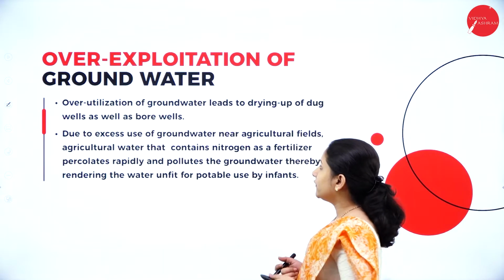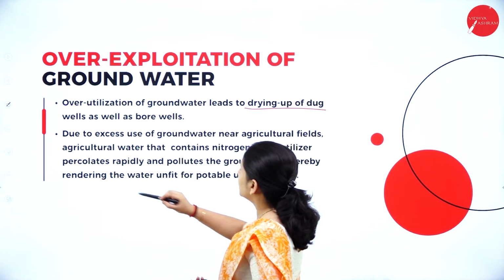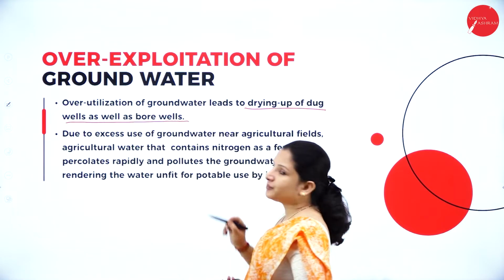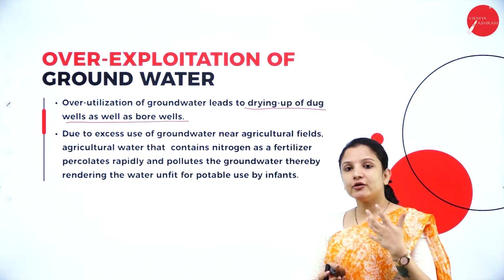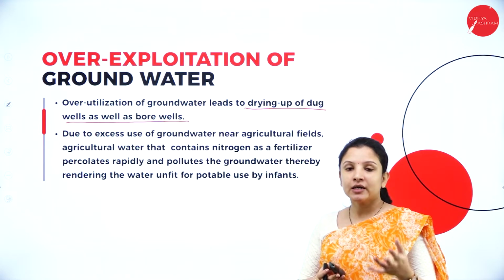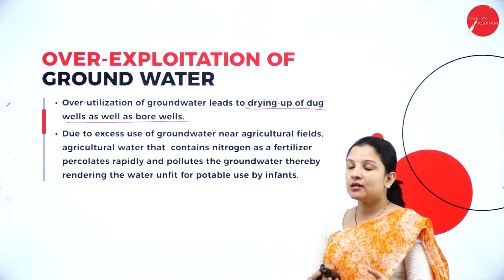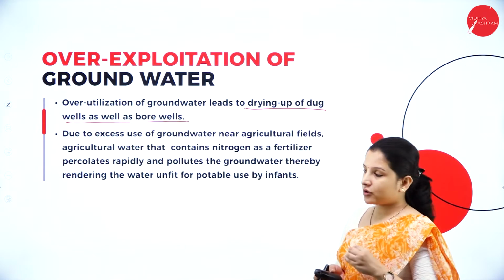So next, the overutilization of groundwater leads to drying up of the dug wells as well as the bore wells, because overexploitation means continuously you are using the groundwater and you are not giving time for the water to fill back in that particular region, then it will lead to a complete reduction in the groundwater level.